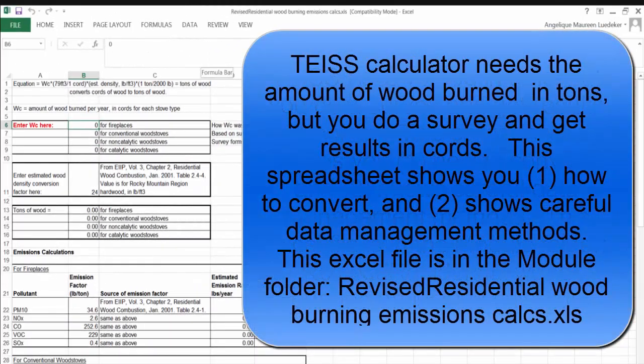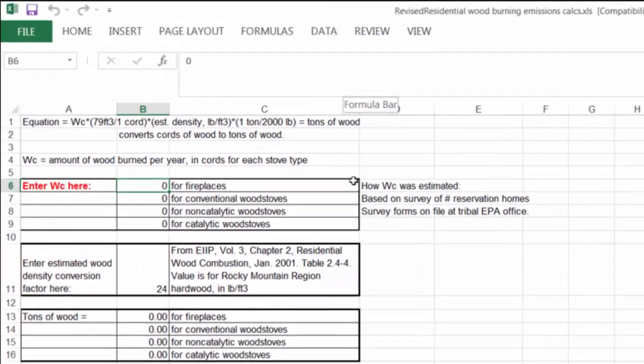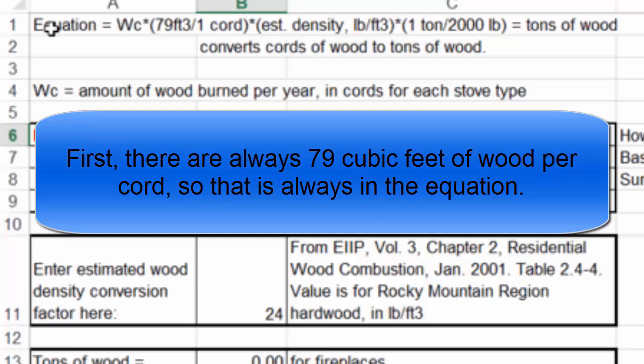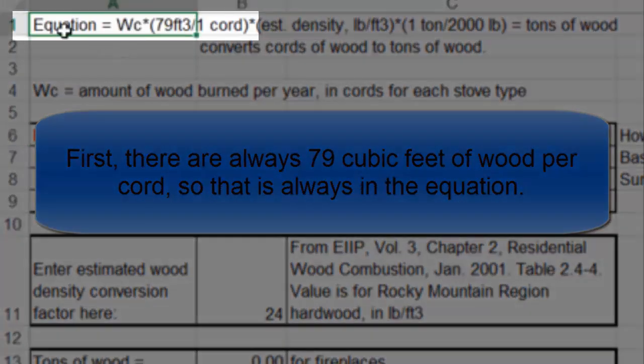This is a demonstration of how you would calculate activity data in a spreadsheet. This is something that you would want to do if you have something complicated that the TEISS calculator is asking you for, and you have a formula that you want to write out in Excel. So there's always 79 cubic feet per cord, so you calculate how many cubic feet, but then you have to get how much that weighs.